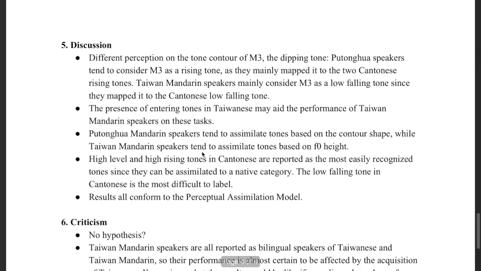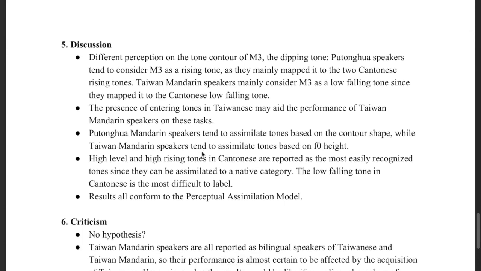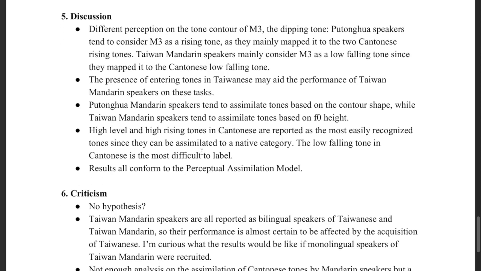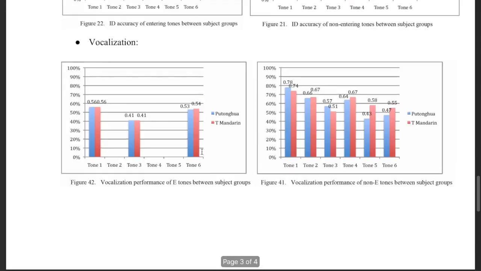And to sum up the results, first, Taiwan Mandarin speakers and Putonghua Mandarin speakers tend to have different perceptions of the tone contour of the dipping tone, which is M3. Putonghua speakers tend to consider it a rising tone, as they mainly mapped it to the two Cantonese rising tones. And Taiwan Mandarin speakers consider it a low falling tone, since they mapped it to the Cantonese low falling tone. The second one is that the presence of entering tones in Taiwanese may help the performance of Taiwan Mandarin speakers on these tasks, especially with the identification task.